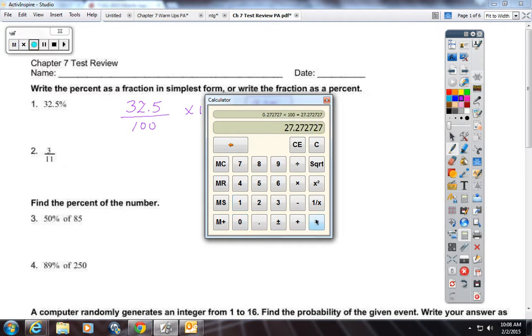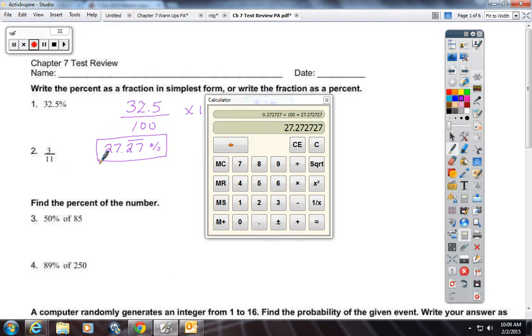So this would be 27.27 repeating percent. Now, on this, if you did not write the repeating sign, that is fine. If you rounded, that is fine. You could have rounded to just 27%. You could have rounded to 27.3%. You could have written 27.27. Okay, but as long as you had the percent sign and the 27, pretty much.